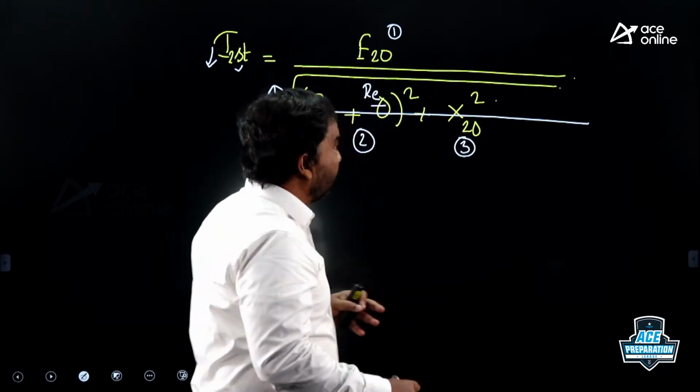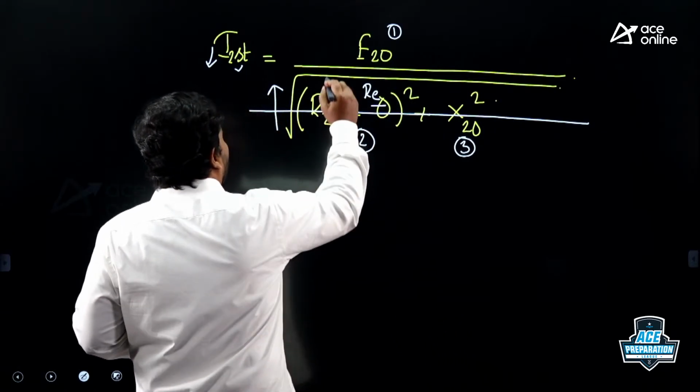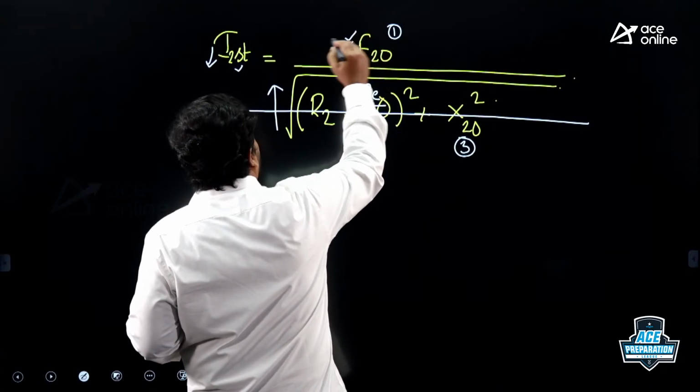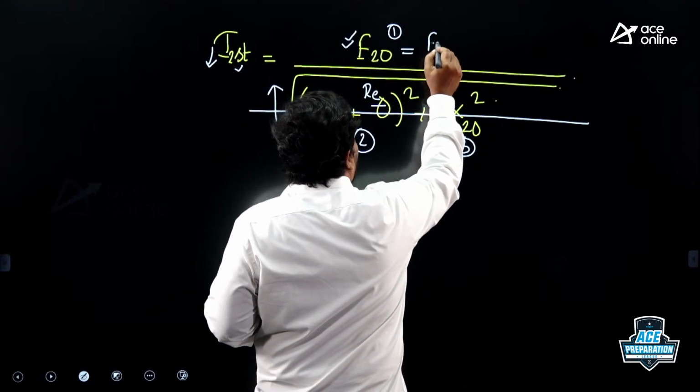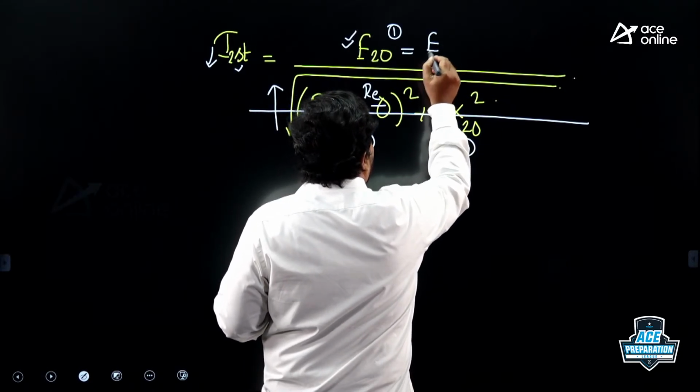So if you look into this, in case of a squirrel cage, the only one parameter by which we can change or control the starting current is E2 naught. So this E2 naught is equal to E1 by A.